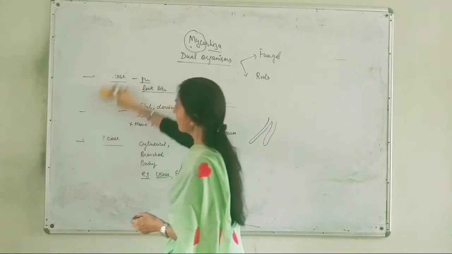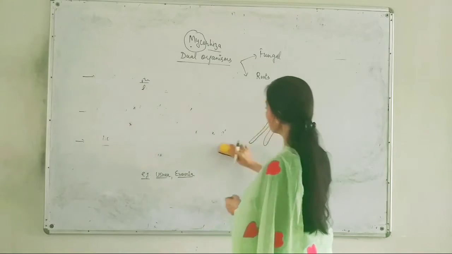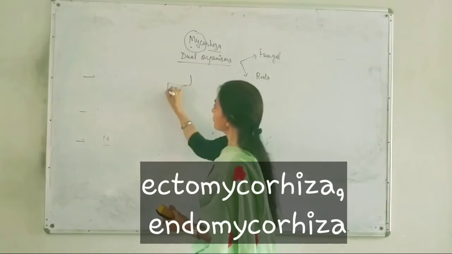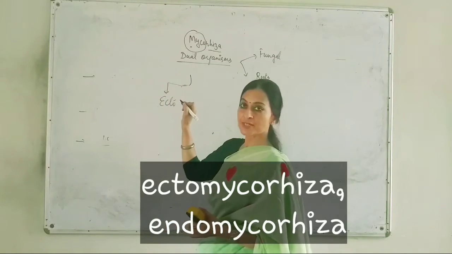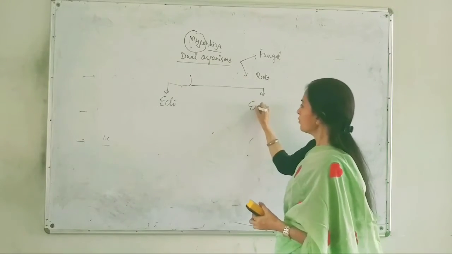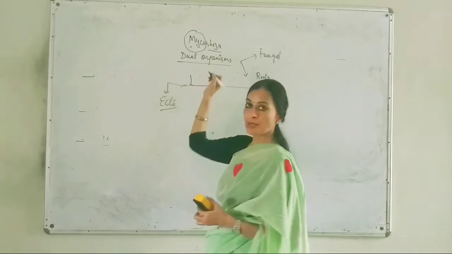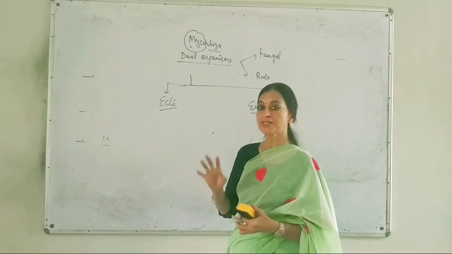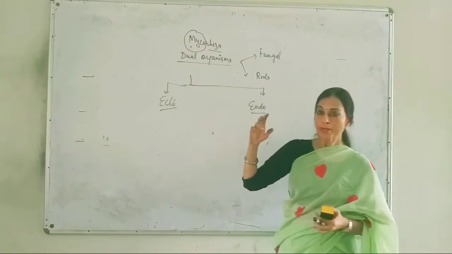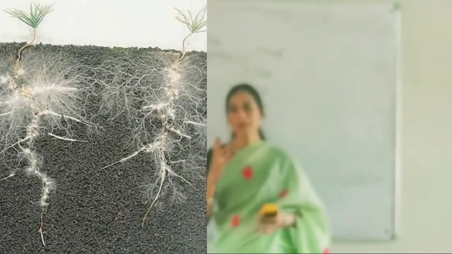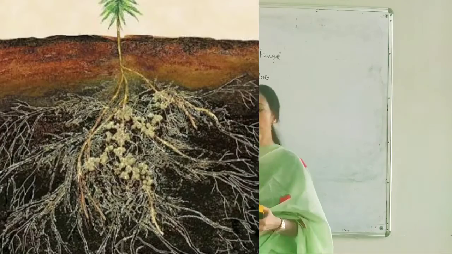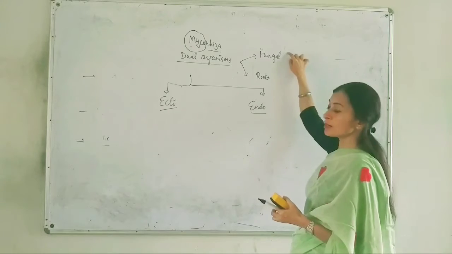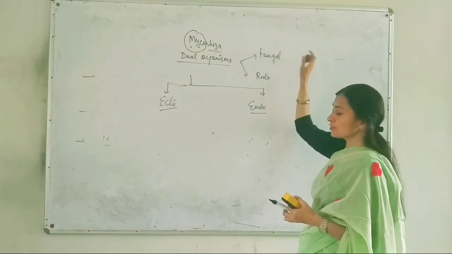Now, how are both beneficial to each other? This mycorrhiza can be of two types. It can be ectomycorrhiza, ecto means exterior, external, or endomycorrhiza. Mycorrhiza can be classified on the basis of the location of the fungal partner where it is present. So ectomycorrhiza and endomycorrhiza both have one thing in common that we have to discuss: what benefit the fungus is going to obtain from the roots and what benefit the roots are getting from this fungal partner.